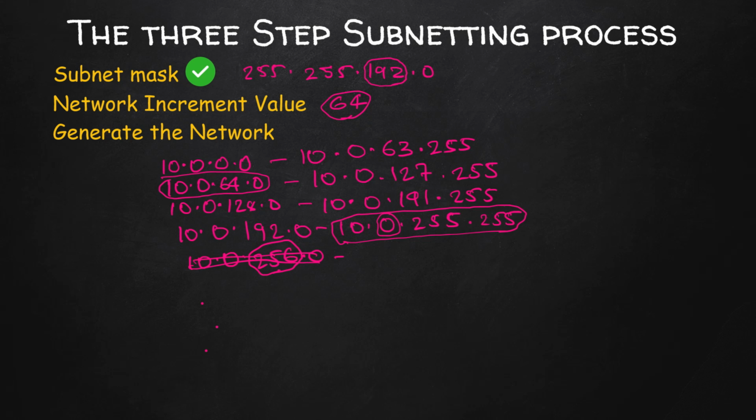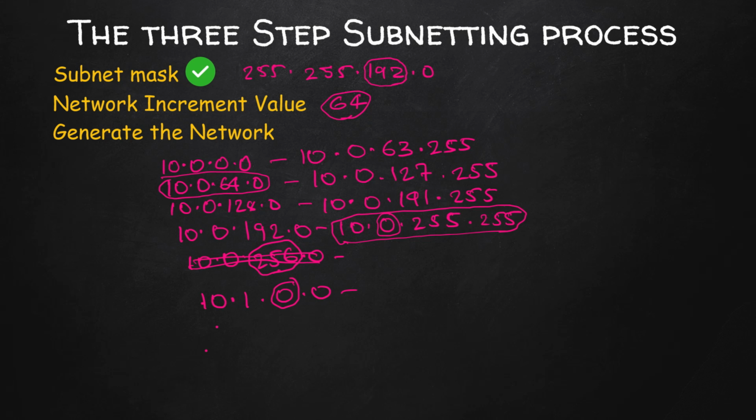We will get the actual network as 10 dot. This 0 will go to 1. Okay. Then after 255 and 255 we get 0.0. Exactly, this is the next IP address. Now you need to add 64 again to get the next network. And where will you add now? In the third octet again.